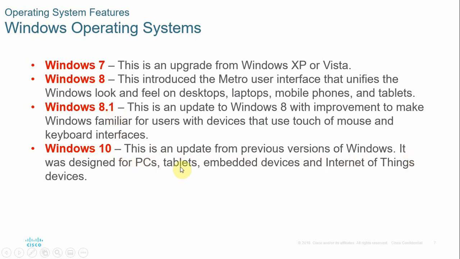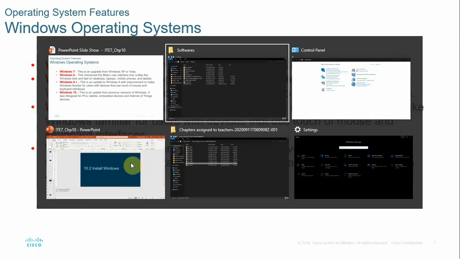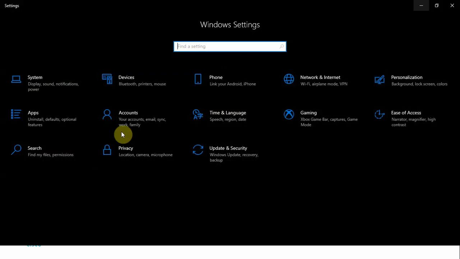It is designed for PCs, tablets, embedded devices, and Internet of Things devices. I'll show you what you can do in Windows 10. If you go to the Windows settings, you can see that it supports the system and many devices like Bluetooth devices and printers, and it supports your mobile also. You can connect your Android phone as well as the iPhone, connect with a local network or the internet, and even use it for gaming. So this is what you can do in Windows 10.